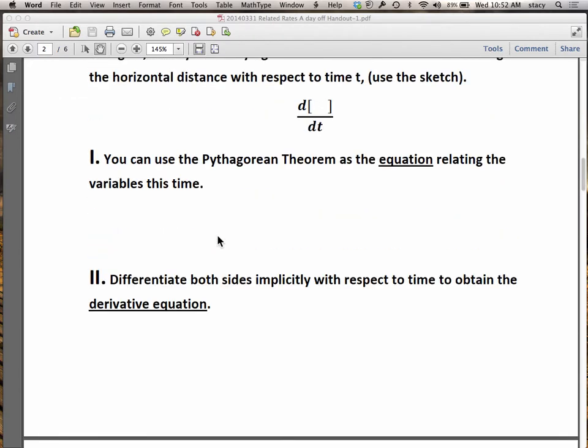So we found out that the relationship between, so if I was looking at a picture of what's happening, here's my fishing wire, right? We called that y. We called the distance from the tire to the dock x, and the dock was 3 feet high, right? And so we had this relationship that x squared plus 3 squared is y squared. So then if we differentiate both sides implicitly with respect to time, what equation do we get?